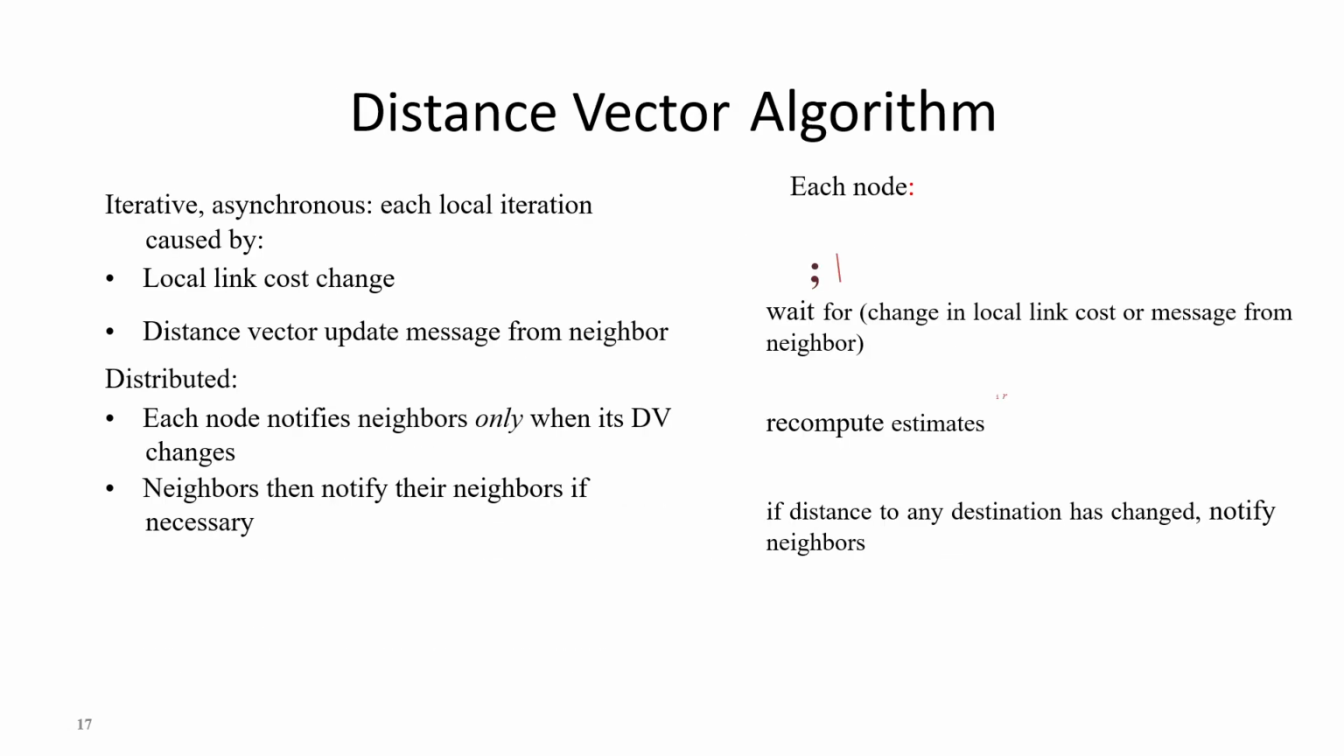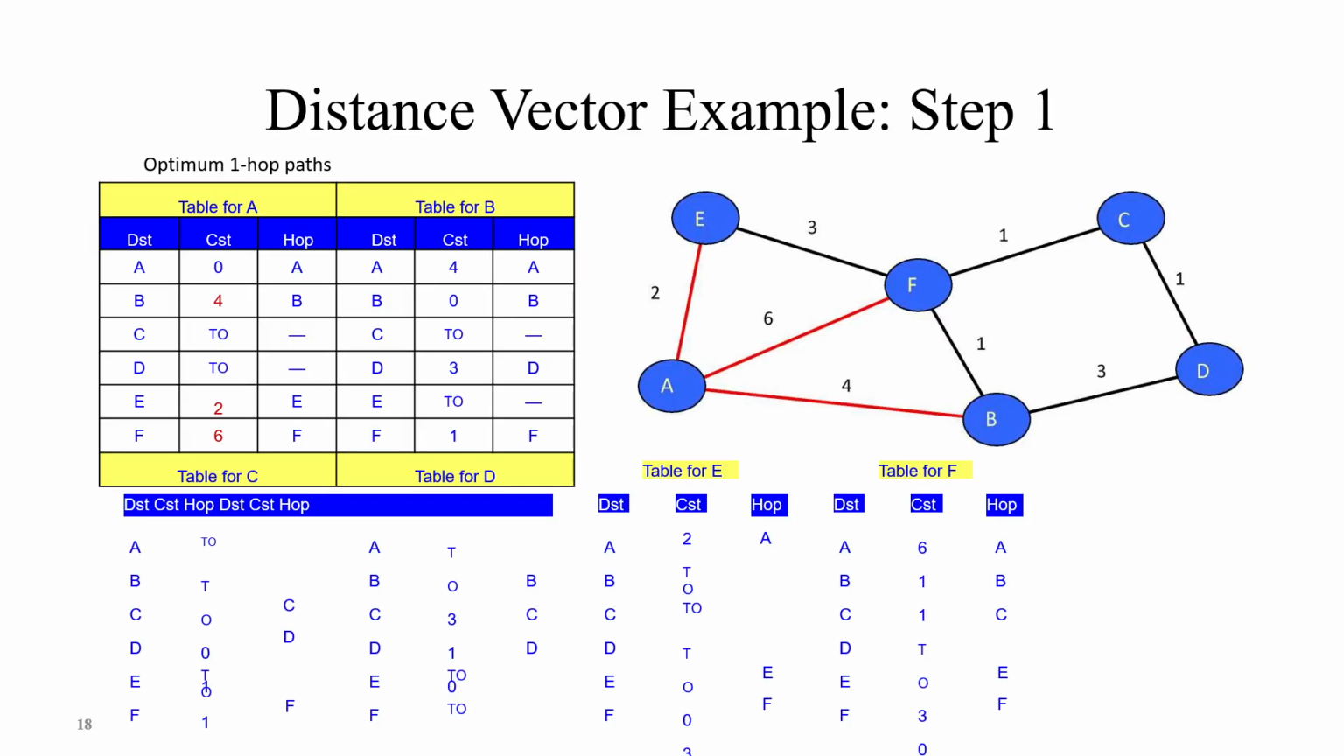The distance vector algorithm is iterative and asynchronous; each local iteration is caused by a local link cost change or a distance vector update message from neighbors. Then each node notifies neighbors only when its distance vector changes. Neighbors then notify their neighbors if necessary. This is the way we calculate the distance vector.